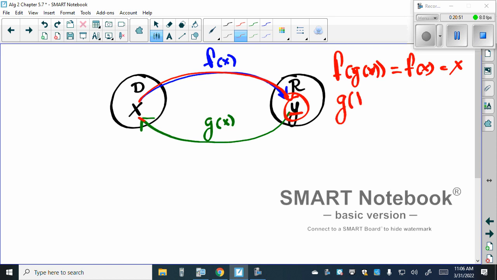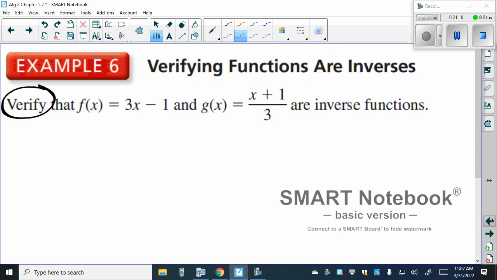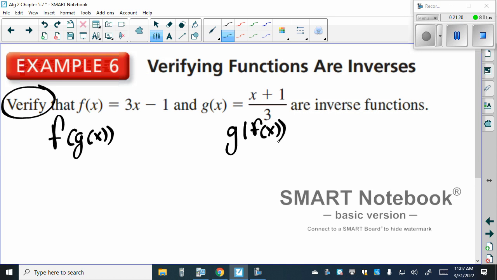Now, g of f of x, well, f of x is going to take me from this domain value to this certain range. And then applying g of x to it is going to take me back where I start. They're going to undo each other. And what that means for us is if these two functions are inverses, then f of g of x and g of f of x should give us the exact same thing. More specifically, they're going to give us x because they're undoing each other. They're the opposite operations.